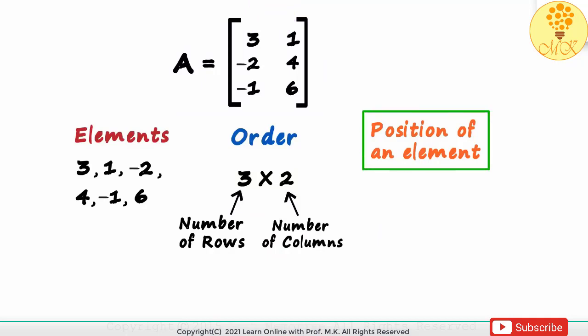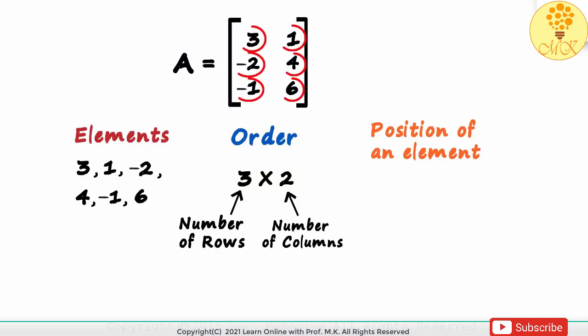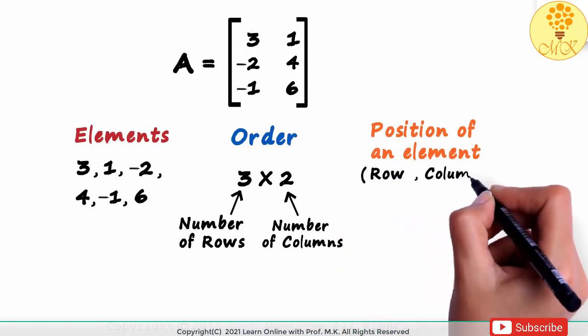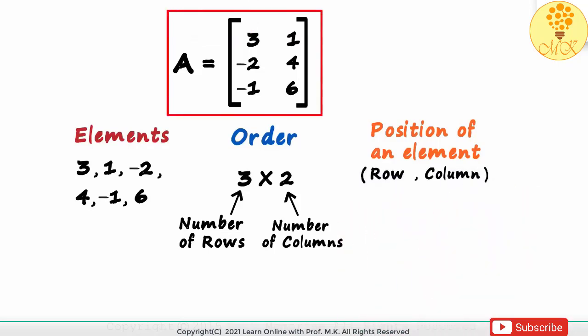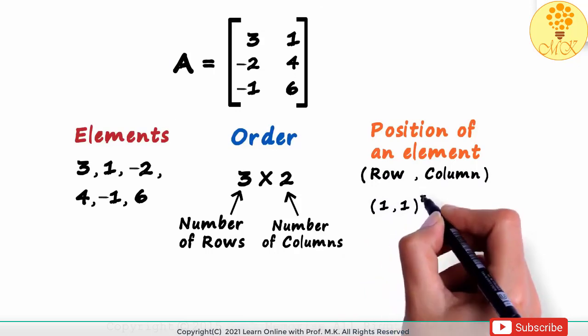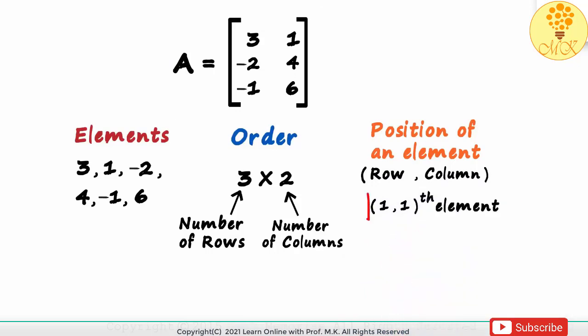Next, we come to the position of an element. Every element in a matrix has a unique position. But how do we define the position of an element? It's easy. We look at the row in which it is placed and then the column. Yes, row, column. So in this matrix A, what will be the 1/1th element?